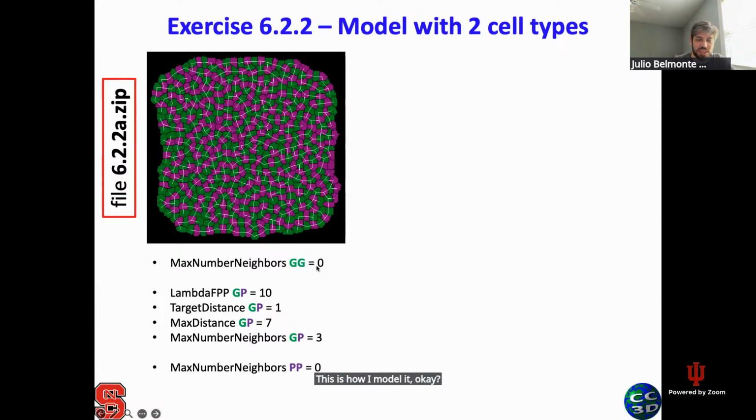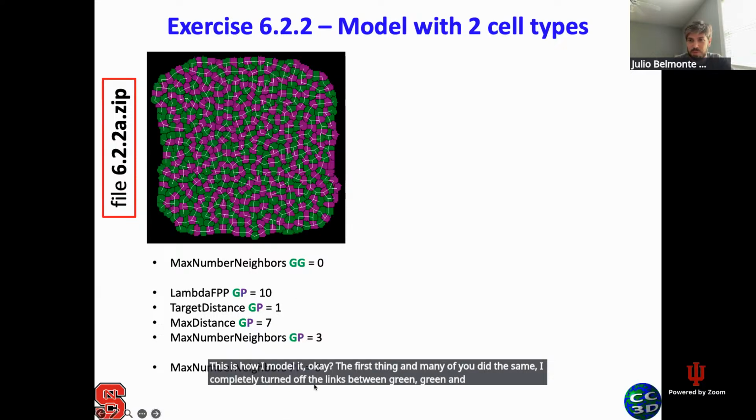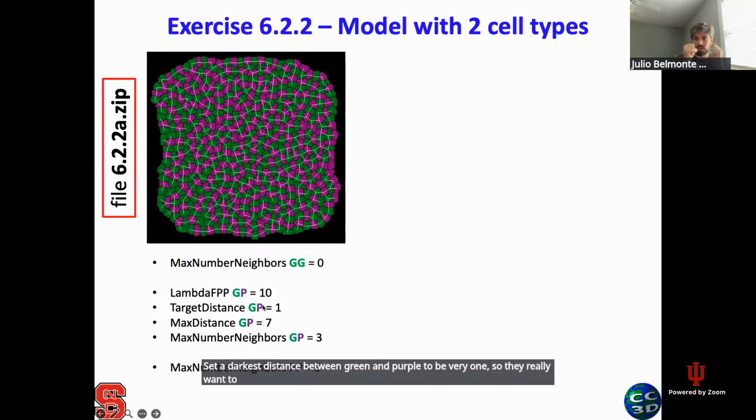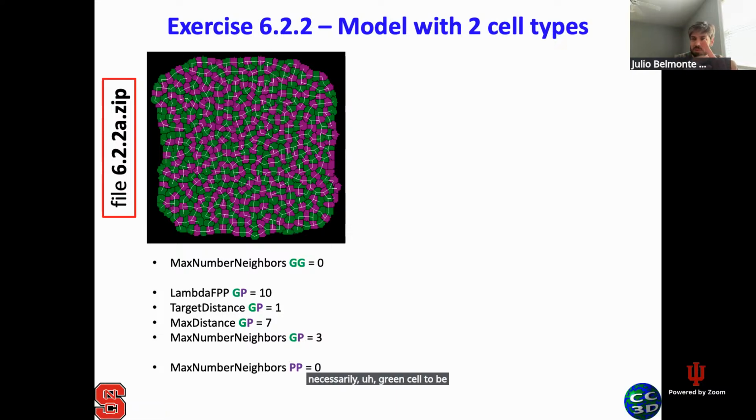The first thing, and many of you did the same, I completely turn off the links between green-green and purple-purple because I don't want any interaction between them. And I set the target distance between green and purple to be very small, 1, so they really want to push each other very close by. And I make the maximum distance to be 7, so it's very easy to break links between them and the links are more dynamic. And I set the maximum number of junctions to be 3 because I want a checkerboard pattern. I don't want necessarily a green cell to be completely surrounded by purple or vice versa. So I set the maximum numbers to be 3. So that's what I chose.